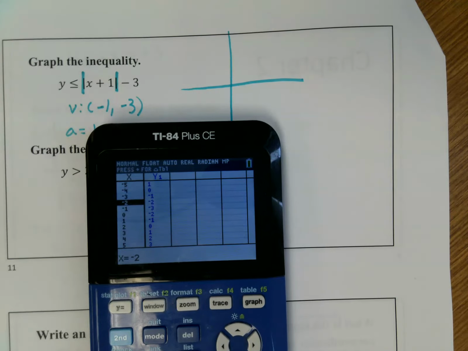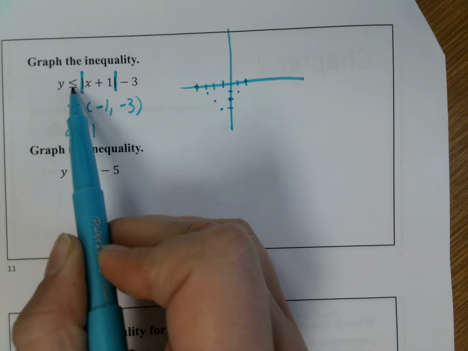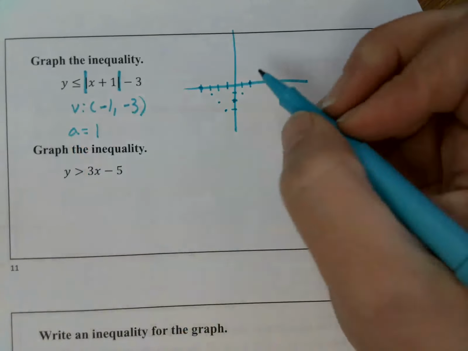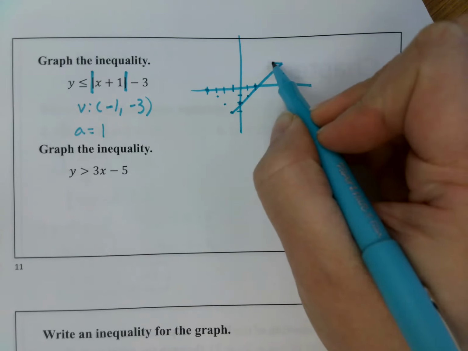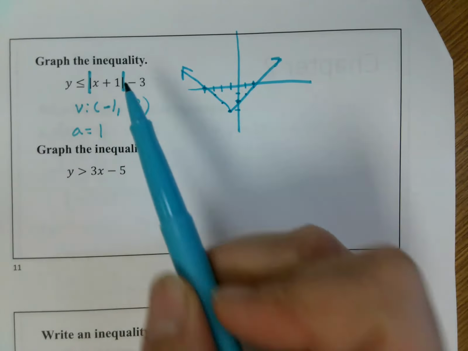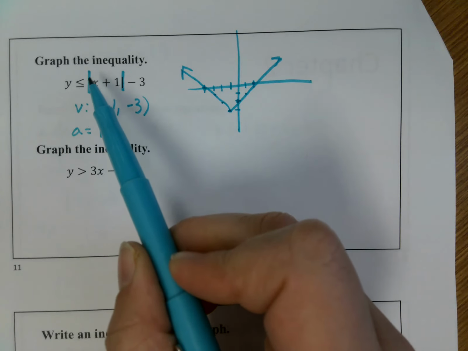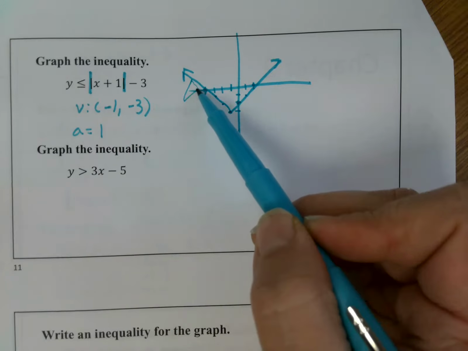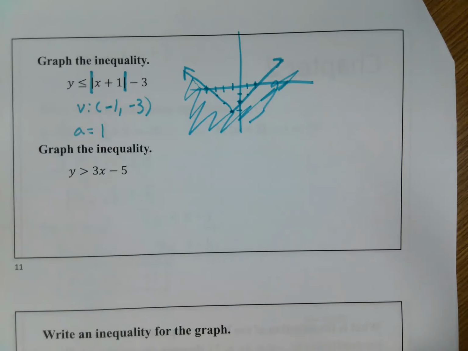So first plot your points. Now I'm looking at this right here. There's a line here, so that means when I draw my line on my grid, this should be solid. Again, it's a V because of my absolute value lines, and it says y is less than, so y can be less than that, which means I'm going to shade below the graph. So that would be my answer for this one.